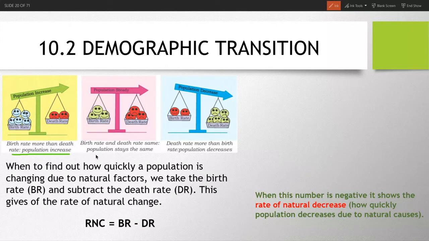Steady population or stable population will occur when birth and death rate are about the same. So as the population increases, it's decreasing by about the same as well. And finally, a population decrease occurs when there's a greater death rate. This describes three basic situations that a country might find itself in, and we'll explore these in much greater detail as we go through this section.